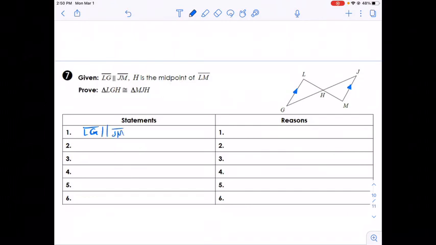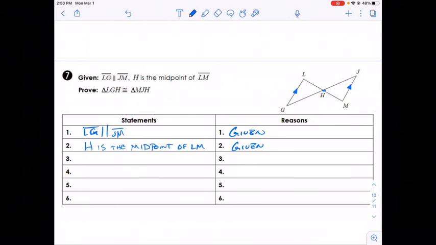Okay, now that's going to tell us a lot of information here, so what do we know from that? Well, let's finish writing this point so we know which angle to choose here. So we've got H is the midpoint of LM. So once again, this was given. So let's mark this on here. H is the midpoint of LM.